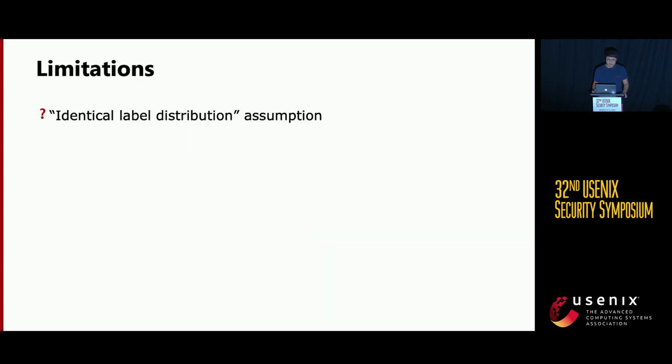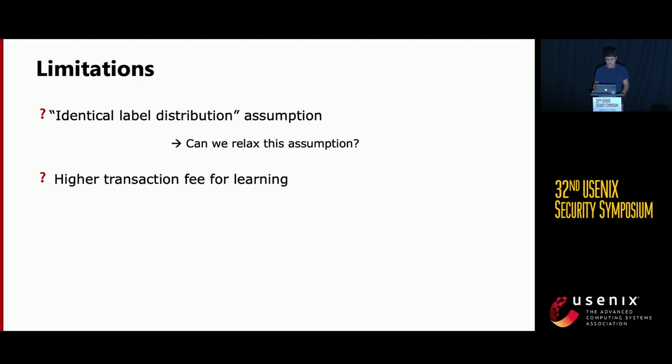Then, what could be potential limitations? One limitation is that our theorem relies on an assumption called identical label distribution, which comes from the observation that if there is arbitrage, the prices among the different markets are very well synchronized. However, this could be strong, so relaxing this assumption could be an interesting future direction.